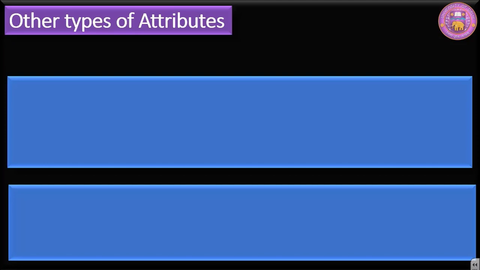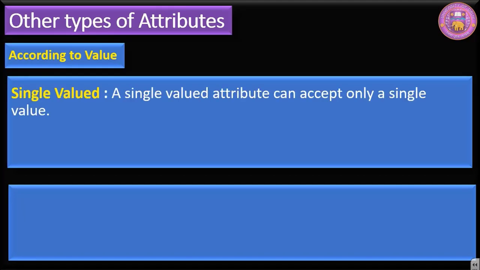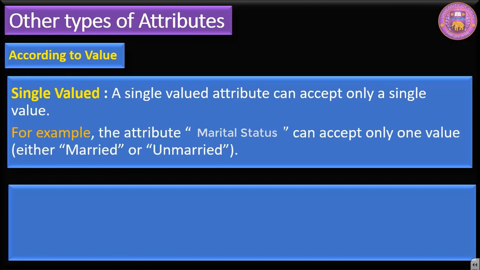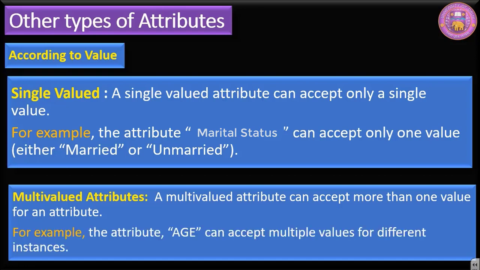Other types of attributes. According to value, single valued. A single valued attribute can accept only a single value. For example, the attribute marital status can accept only one value, either a person is married or unmarried. It cannot have other than these two values. Multi-valued attributes. A multi-valued attribute can accept more than one value for an attribute. For example, the attribute age can accept multiple values for different instances.